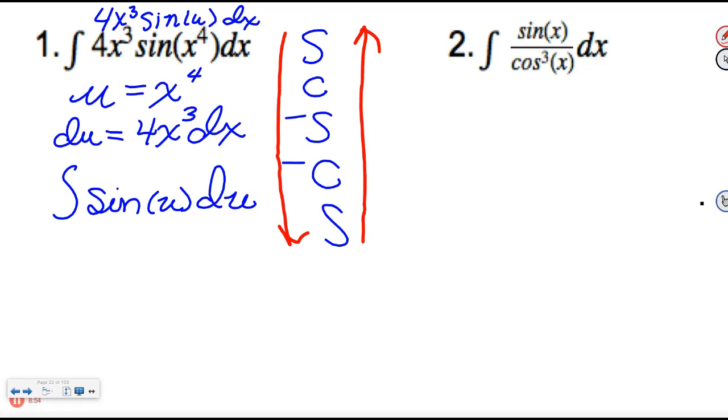So make sure you don't make an error. If I say what's the antiderivative of sine, you're going to go this way. If it's what is du, if sine is u, then I go that way. So be careful. What is the antiderivative of sine? That's negative cosine, and then of u.